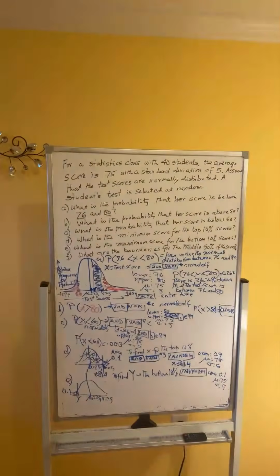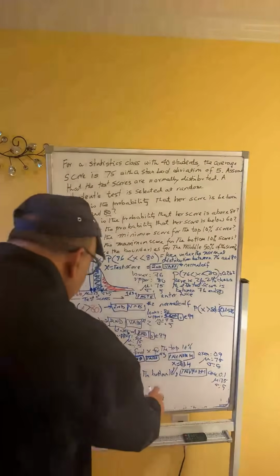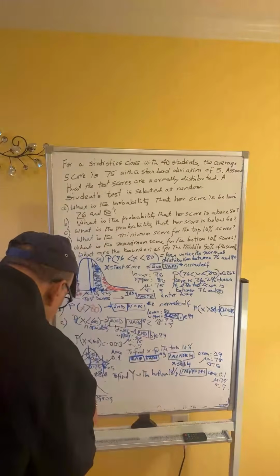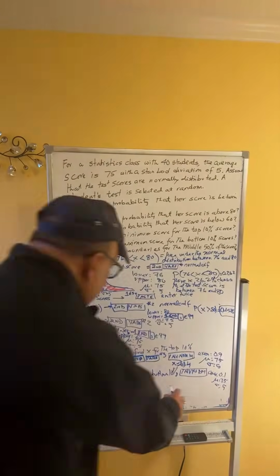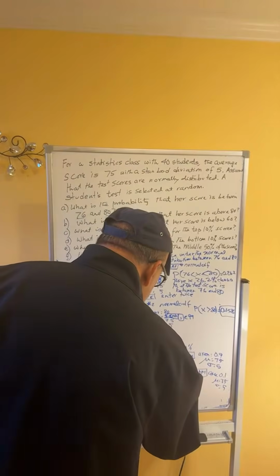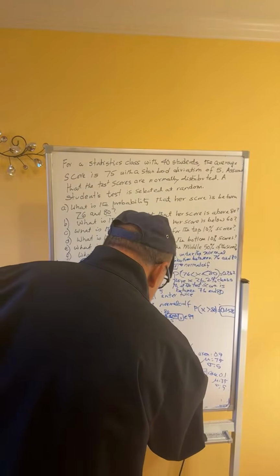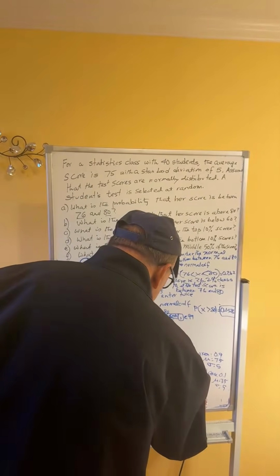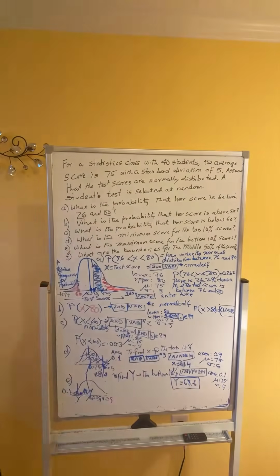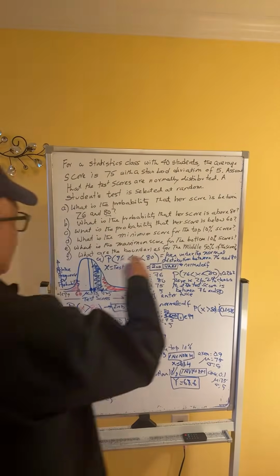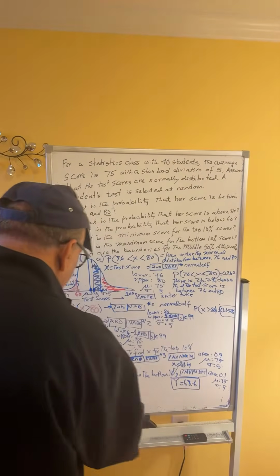And the answer is 68.59. So this is 68.59. Or you might simplify to 68.6. So y is equal to 68.6. So anybody who scores below 68.6 is in the bottom 10%. And then they talk about the middle 50%.